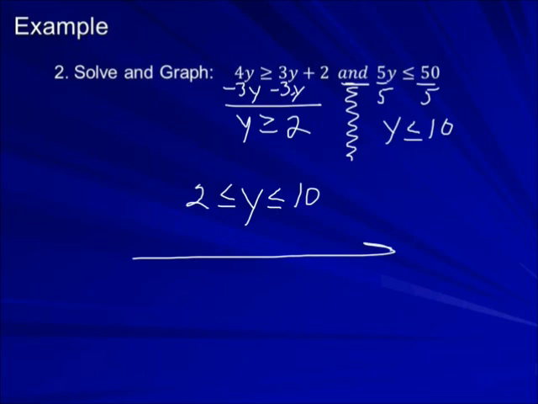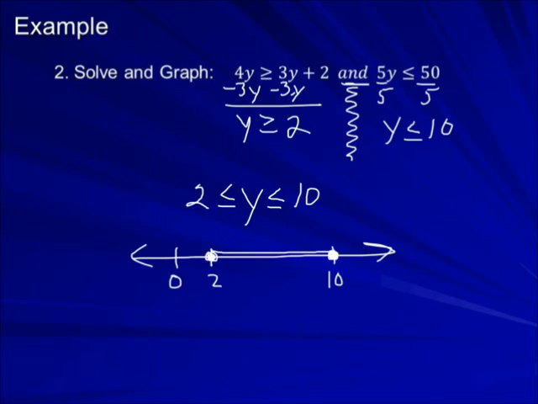Since I did that work there, it makes drawing the graph easy because the numbers are going to be in exactly the same order they are up there. So I'm going to put closed circles at 2 and 10. And since it's an and, I'm going to connect the dots. So it's all the values that are between 2 and 10, including 2 and 10.